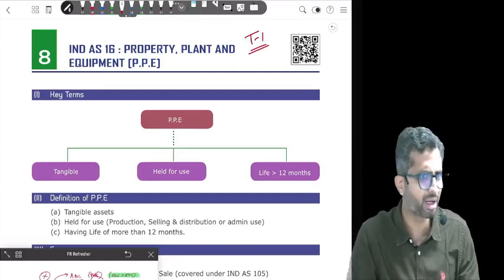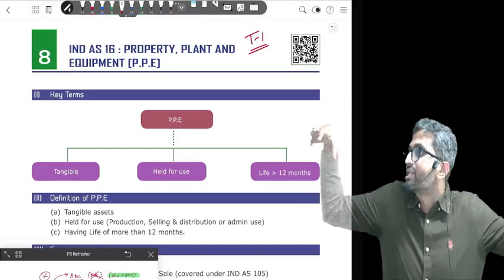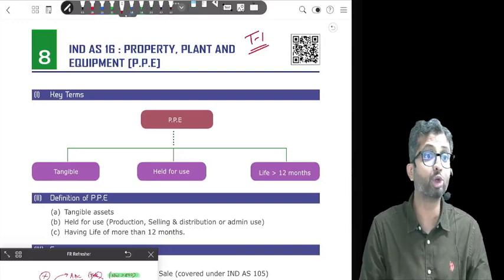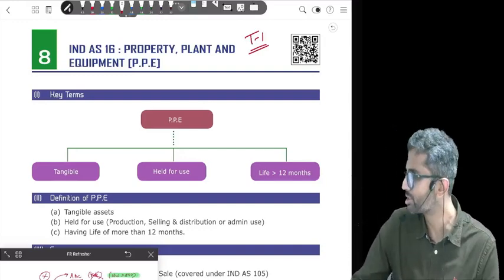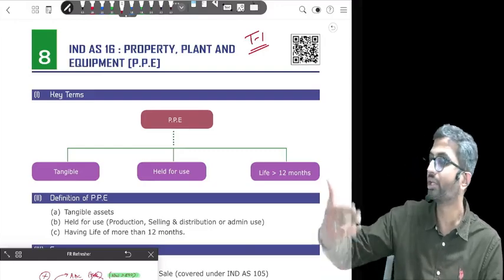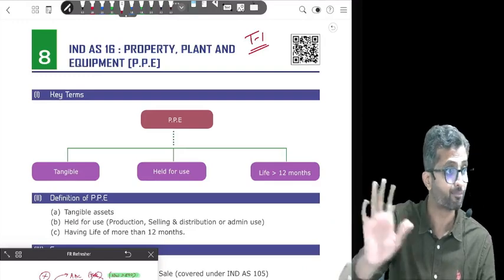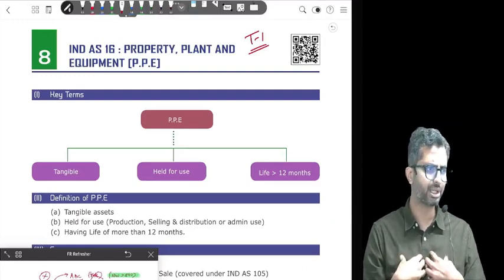Have you heard about bearer plants? What is a bearer plant? A plant which bears produce and is not produce itself. For example, when you look at a coconut tree, does it bear coconuts? You are holding the tree because it bears coconuts, or a mango tree or an apple tree. These are bearer plants. They bear produce, but they are not produce themselves.